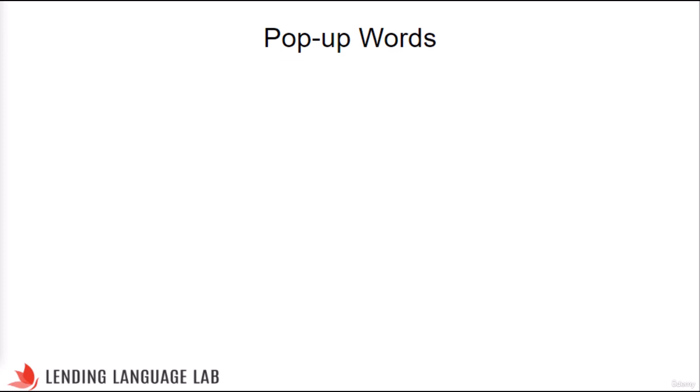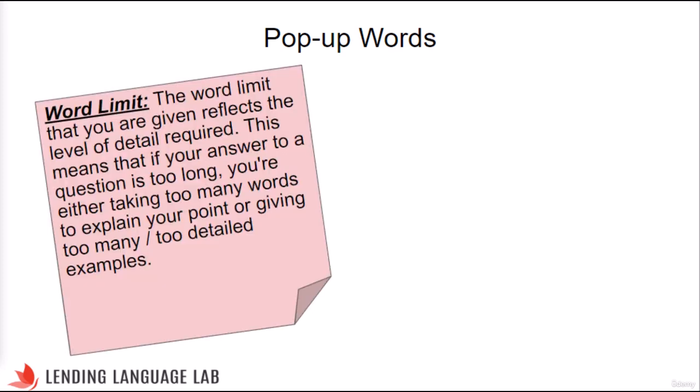So let's look at the pop-up words for this lesson. The first one is word limit. The word limit that you are given reflects the level of detail required. This means that if your answer to a question is too long, you're either taking too many words to explain your point or giving too many or too detailed examples.